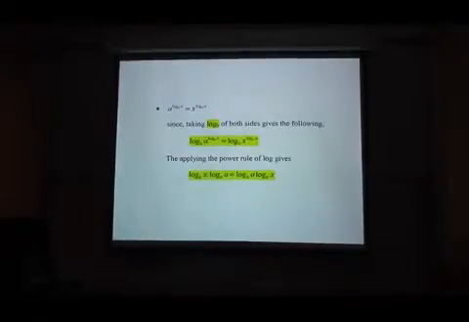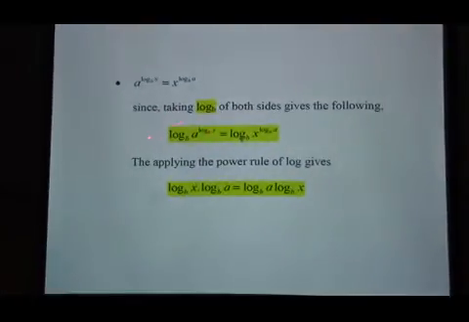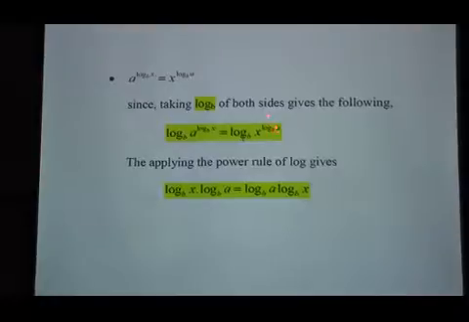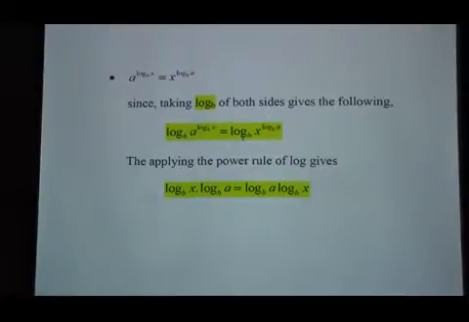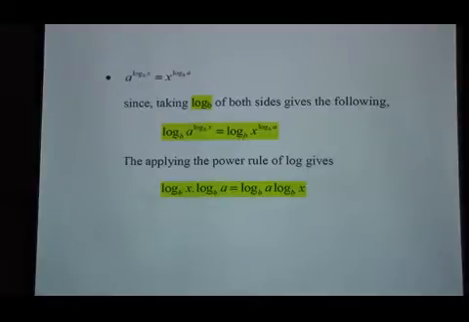But then this exponent can be used as a factor. So this log b of x comes out in front, and this log b of a comes out in front. And so what we have is log b x times log b a, and log b a times log b x. These are the same, so the a and the x can be exchanged and have the same expression.